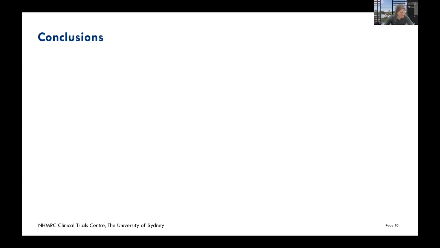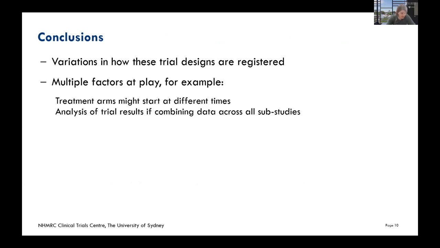So in conclusion, there are variations in how these trial designs are registered at the ANZCTR and across registries. And this variation seems completely understandable, and it's because of multiple factors. For example, different treatment arms will start or be open for recruitment at different times. So a registry needs to be able to accommodate this and also allow the trialists to add information prospectively.